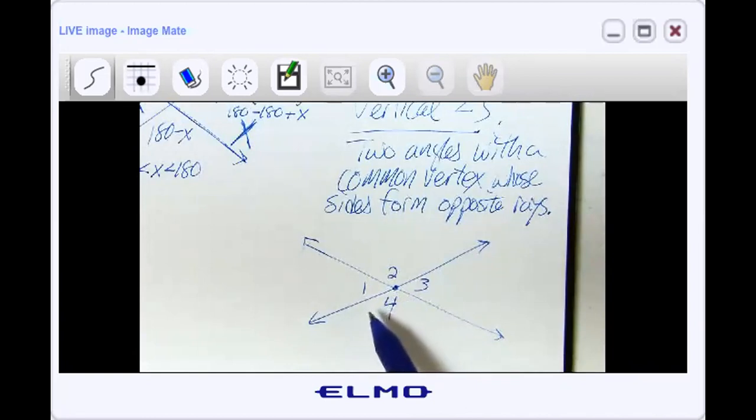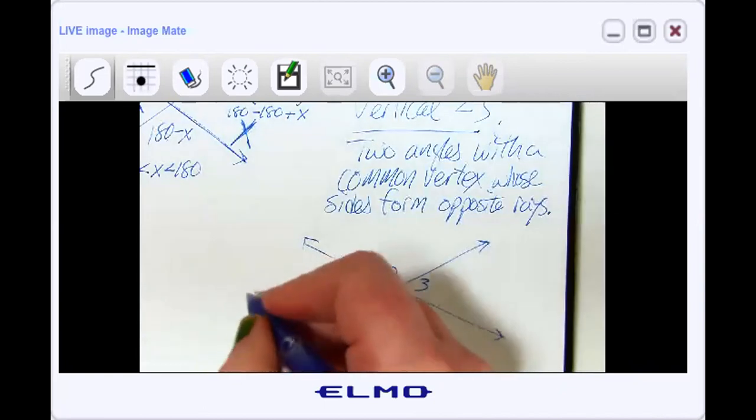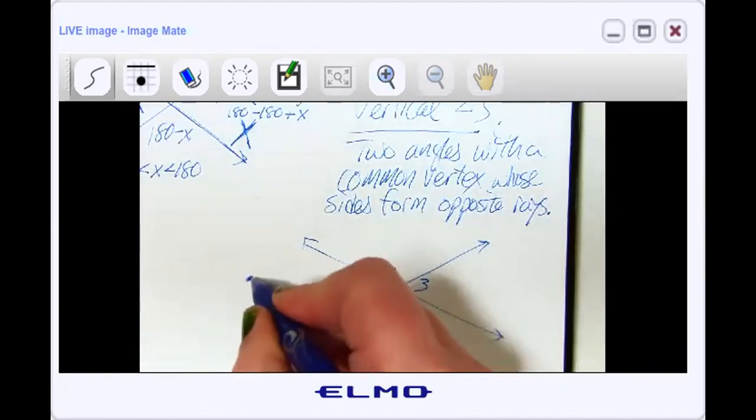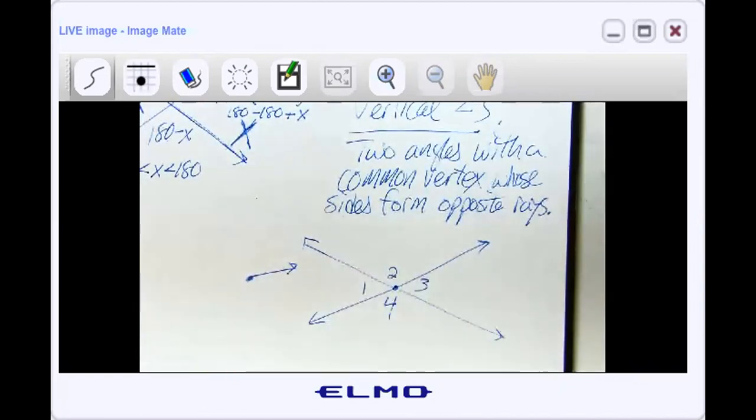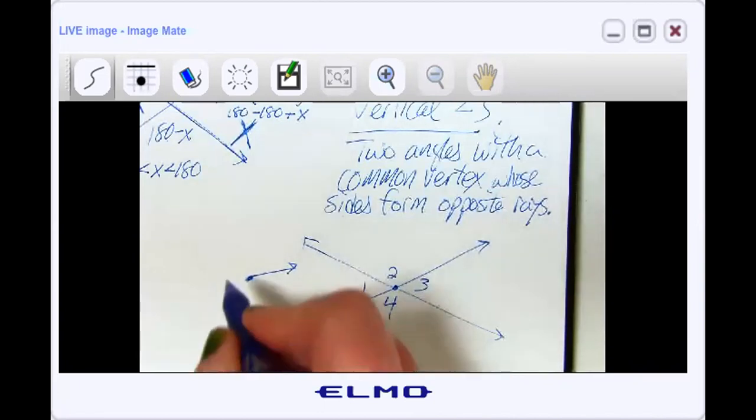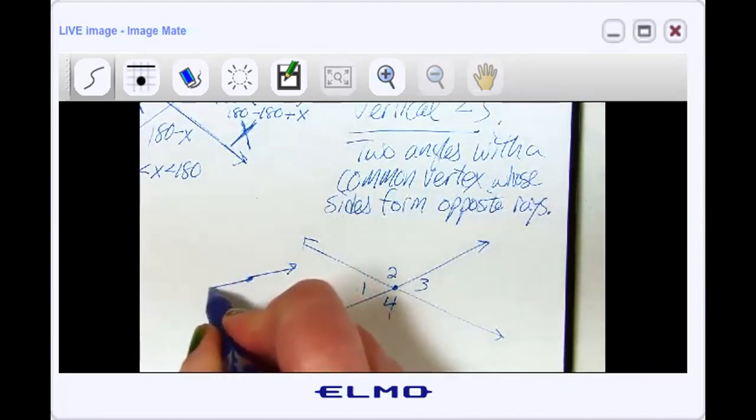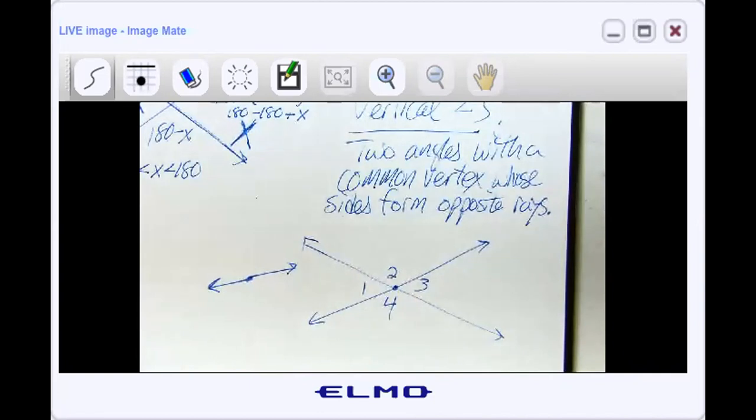So if you remember way back when to chapter 1, opposite rays do this. So here's a ray. It has a definite endpoint and it goes on forever in one direction. To form an opposite ray, you start at the same point and you go in the complete opposite direction. So what's it really look like?